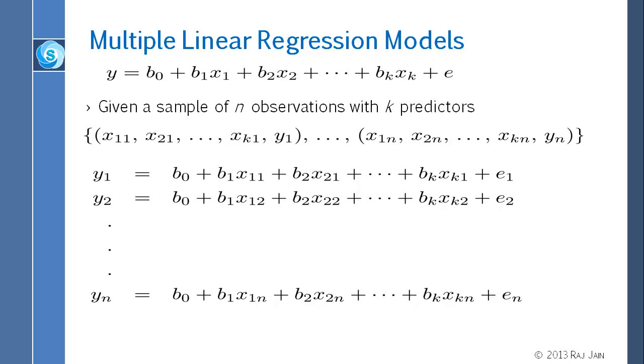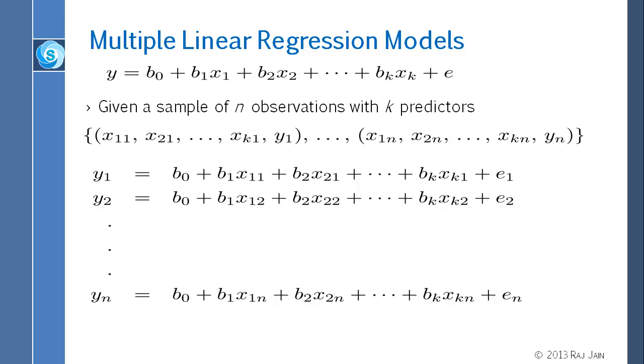So the simplest thing to do first is to just have more than one variable. If you have more than one variable, basically you have more than one parameter, and the model becomes y equal to b0 plus b1 x1 plus b2 x2 and so on up to bk xk. So there are k predictors here, x1 through xk, and therefore there are k plus 1 parameters, b0 through bk, and then there is an error term, right?